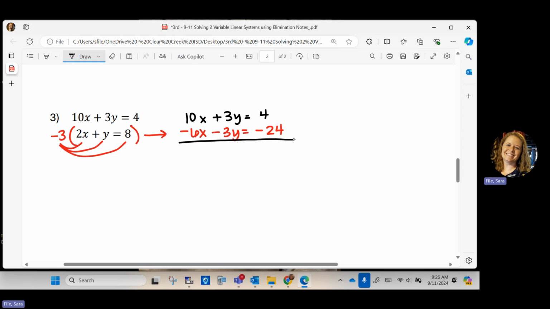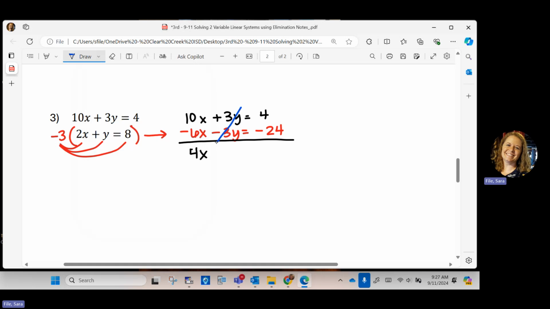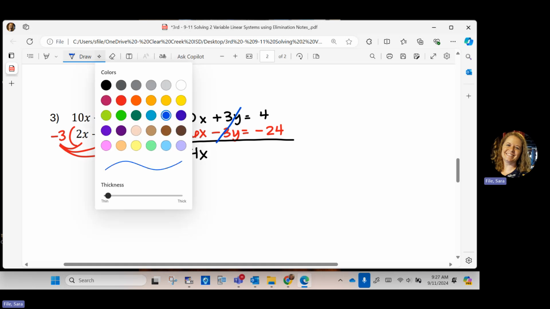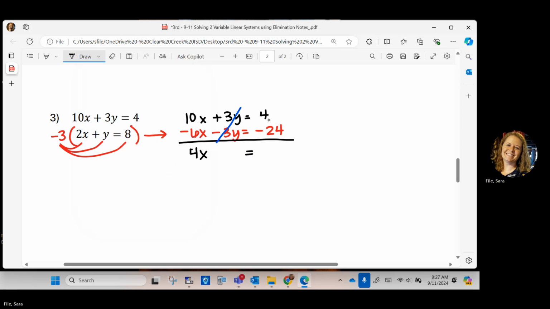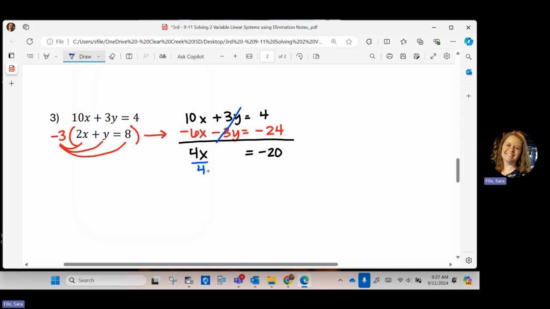Now when I combine those, the x's, 10 and -6, would be +4x. The 3y's are going to eliminate because we have a positive 3 and a negative 3. Then I've got 4 and negative 24, so that's going to be negative 20. I'm going to solve this for x by dividing out the 4, and I get x is negative 5. So I used elimination to solve for x.